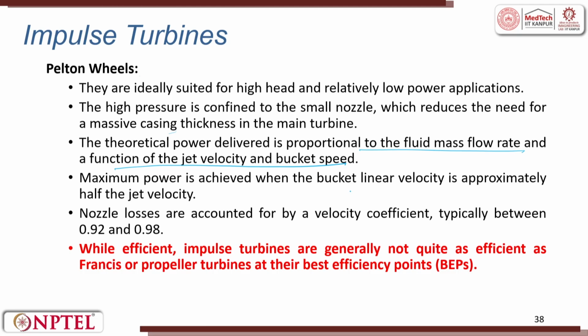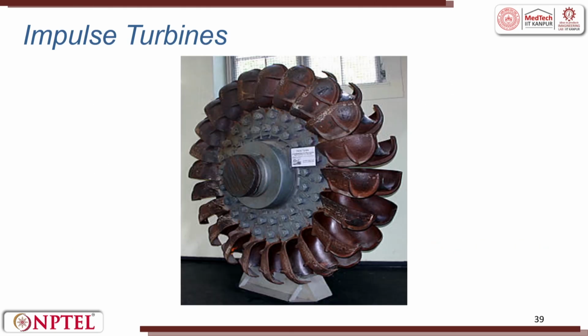The maximum power is achieved when the bucket linear velocity is approximately half the jet velocity. The nozzle losses are accounted for by a velocity coefficient, typically 0.92 to 0.98. While efficient, impulse turbines are generally not quite as efficient as Francis and propeller turbines, as their efficiencies are very high. So, this is how a Pelton turbine looks like.